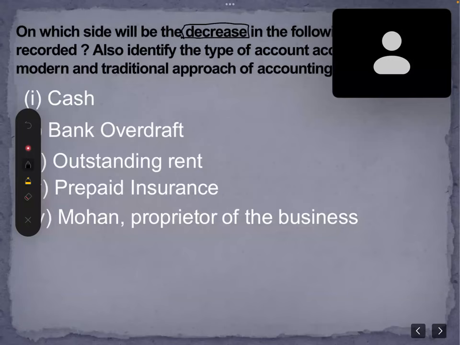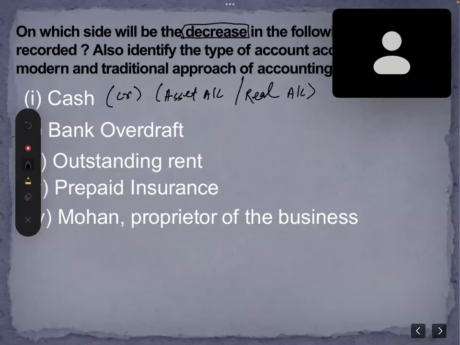and classify them into different categories of account depending upon the modern accounting and traditional accounting approach. So first of all, any one of you, please tell me, if there is a decrease in the value of cash, on which side of the account should we record it? Credit side. Why? Because it is an asset. So as per the modern accounting approach, it is an asset account, right? And as per the traditional accounting approach, it falls under which category? Real account. Good. Real account. Perfect.